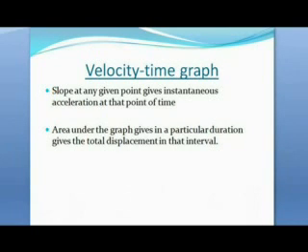Now let's have a look at velocity time graph. Velocity time graph is the graph between velocity of a particle and the time. The slope of this graph at any given point will give us instantaneous acceleration at that point of time, and the area under the graph in a particular duration gives the total displacement in that particular duration. So now let's see a typical velocity time graph.